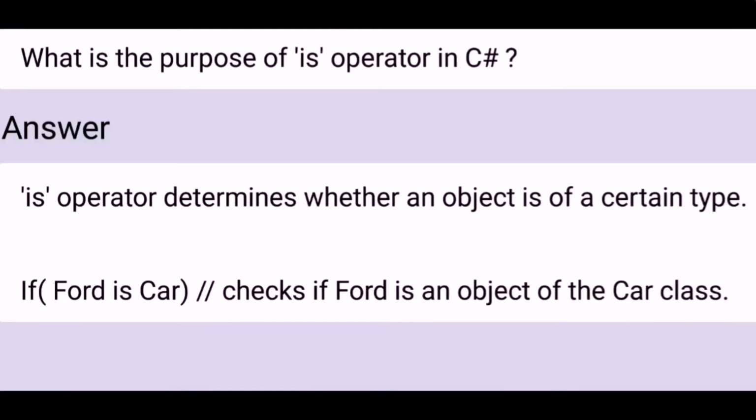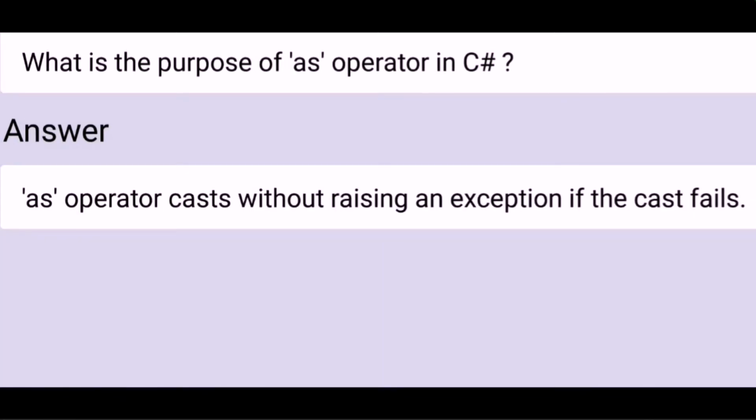What is the purpose of the is operator in C#? The is operator determines whether an object is of a certain type. For example, if Ford is a Car, checks if Ford is an object of the Car class. What is the purpose of the as operator in C#? The as operator casts without raising an exception if the cast fails.